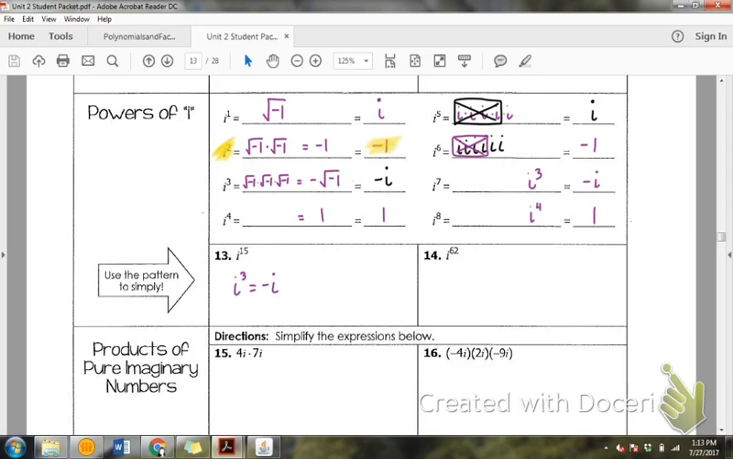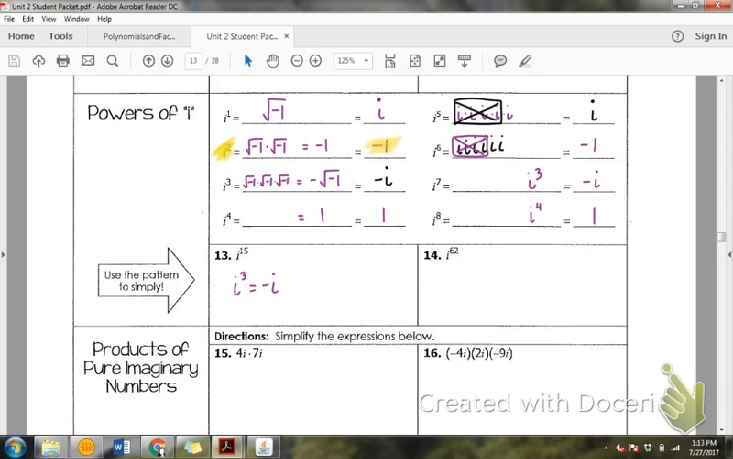This is always the hard thing for students. i to the 62nd. Now, I'm not asking you to know how many times 4 goes into 62, right? Because that's beyond the 40s, and then you're getting to like 12, 15, 16. So let's take our calculators. Let's take 62 divided by 4. What is 62 divided by 4? 15.5.